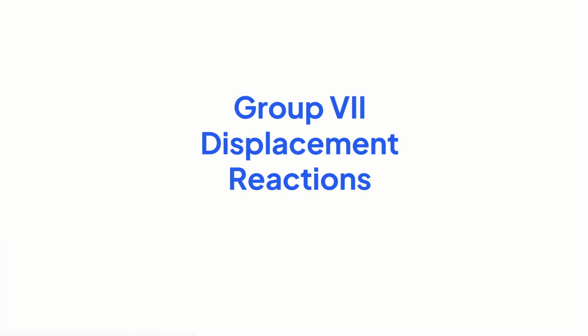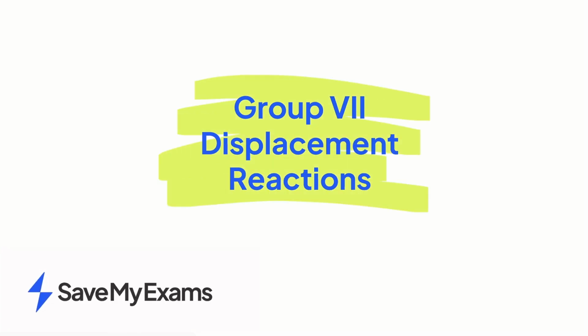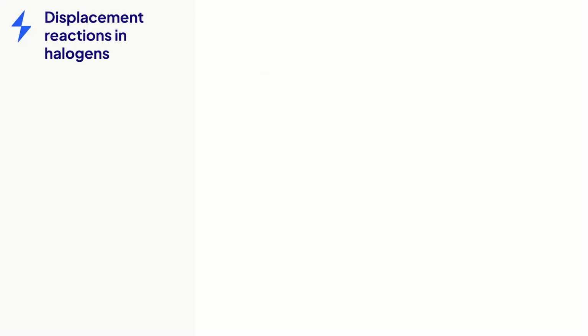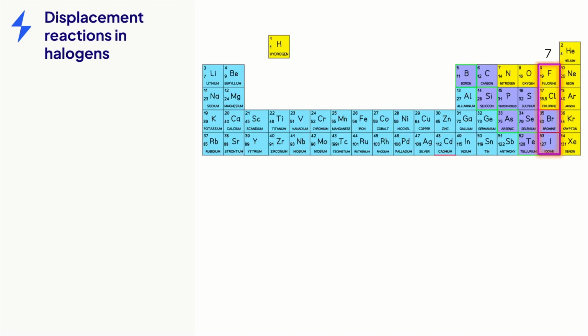This video is on the topic of Group VII displacement reactions. The Group VII elements are more commonly known as the halogens, and you will have already learned about their physical properties, relative reactivities, as well as displacement reactions. A displacement reaction in terms of Group VII is where a more reactive halogen displaces a less reactive halogen from an aqueous solution of its halide.